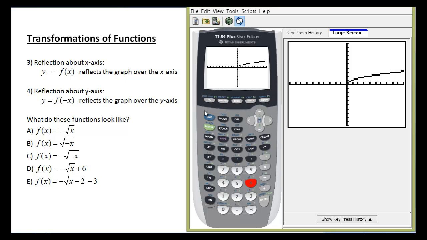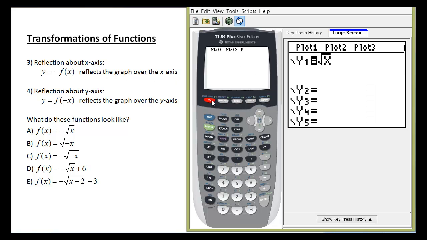Okay, so that's the standard square root, but let's do problem A here, which is: what happens if a negative sign is in front of the square root? If your negative appears in front of the actual function itself, it's a reflection over the x-axis. Let's take a look at that.